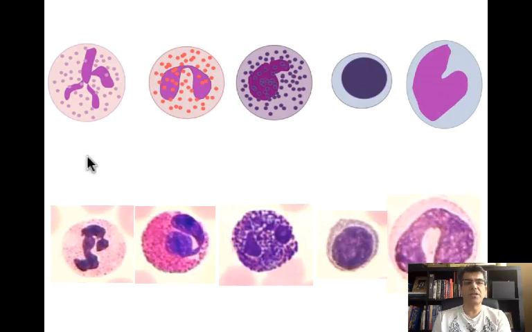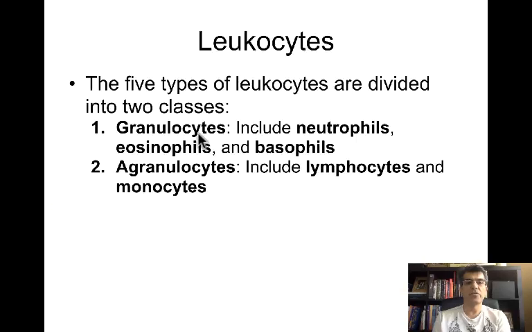In the lab, they're going to teach you how to recognize these cells from each other. But for now, I want to introduce you to granulocytes. There are three of them: neutrophil, eosinophil, and basophil. Agranulocytes are lymphocytes and monocytes.